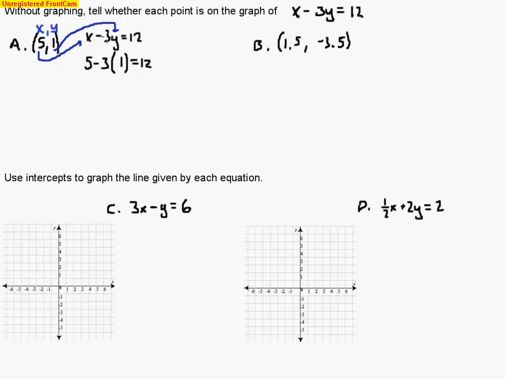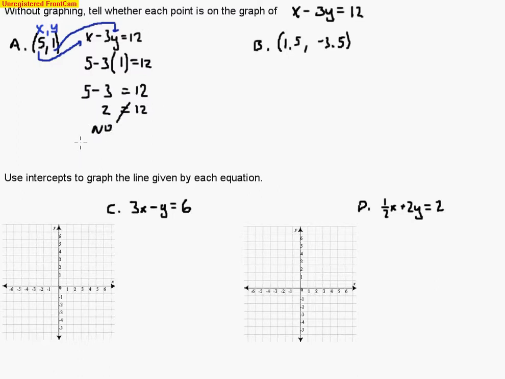Now, when the 3 is right next to a variable, like it is here, that means we multiply 3 times that number. So we go ahead and do that work, and we end up with 5 minus 3, and we see if that equals 12. In this case, those numbers equal 2. They don't equal 12. So that means no, that point is not on that line.